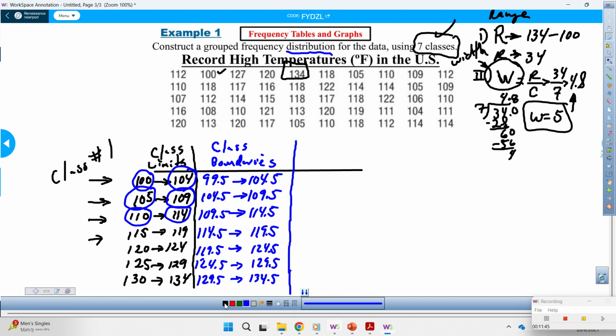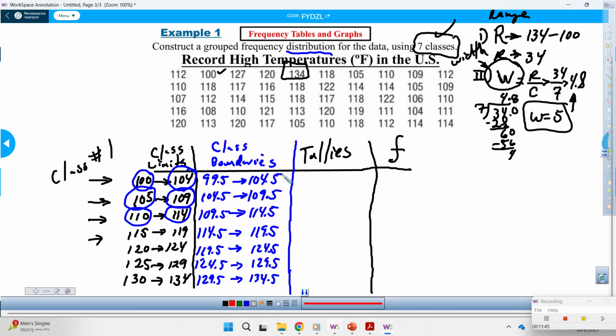Next, I want you to write the word tallies. And last but not least, you're going to put in the symbol F. Tell your neighbor what F stands for. Frequency. All right, here we go.